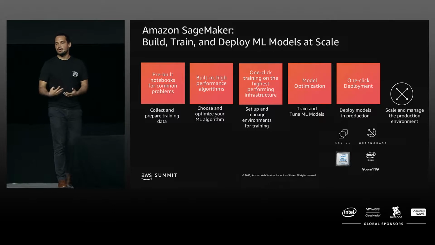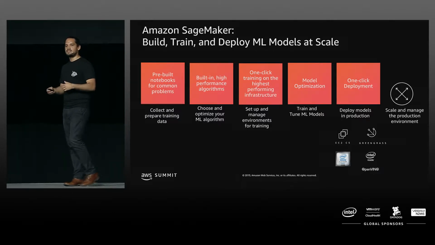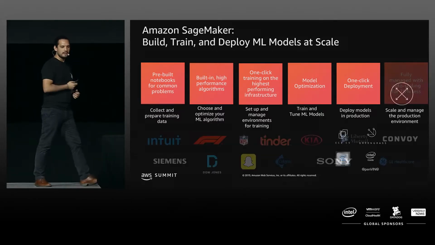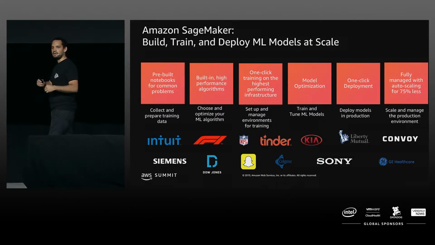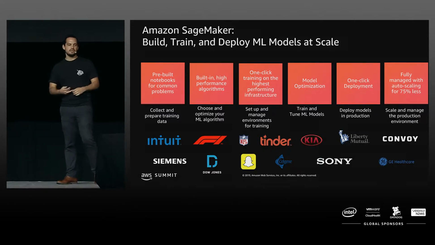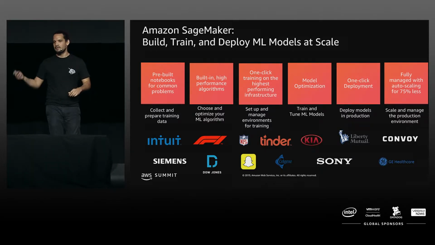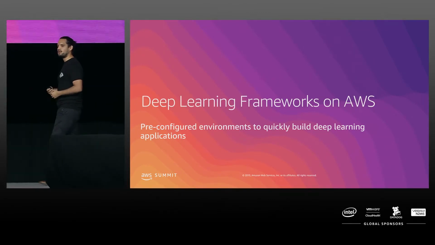You can deploy your endpoint in production as a RESTful API, and you get some really nice features out of it, such as automatic scaling and A/B testing. And this is all out of the box. Some really important customers already using SageMaker for building their machine learning and deep learning applications are Tinder, Snapchat, Sony, Intuit.